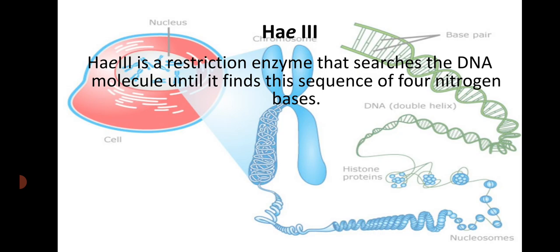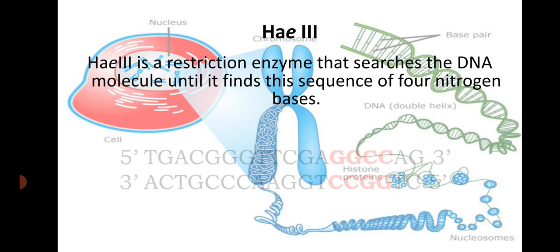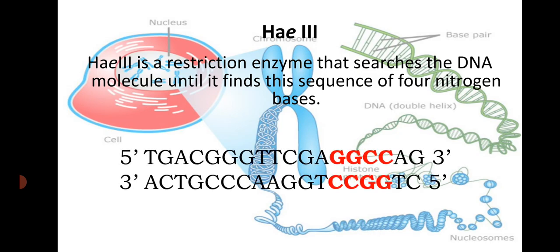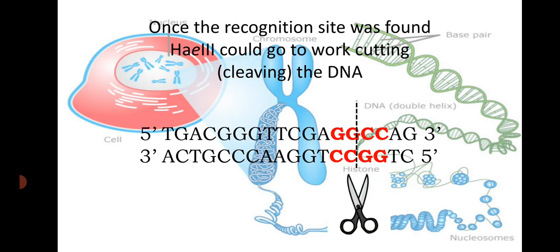For example, HaeIII is a restriction endonuclease that searches the DNA molecule until it finds its 4 nitrogen base sequence, that is, the recognition sequence GGCC, and it will make a cut across the GC. So HaeIII is a restriction endonuclease which cuts across the GC bond and its recognition sequence is GGCC. Thank you.